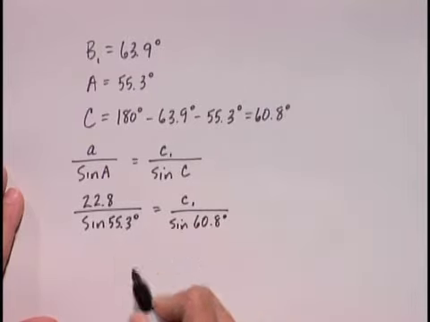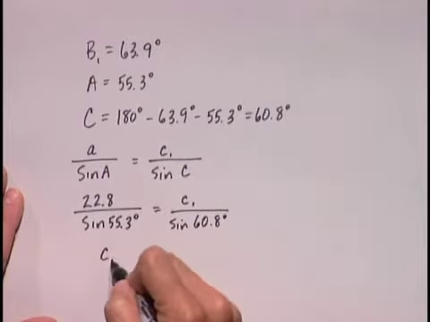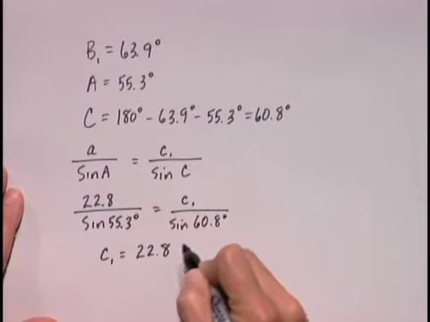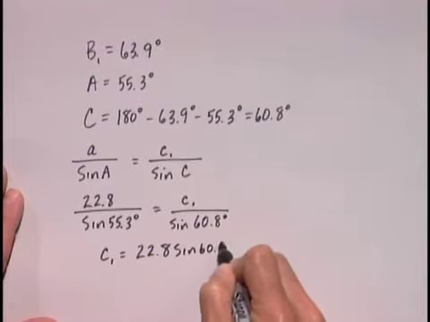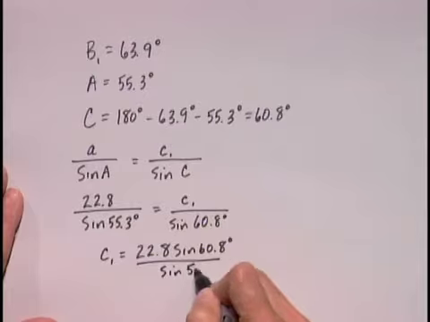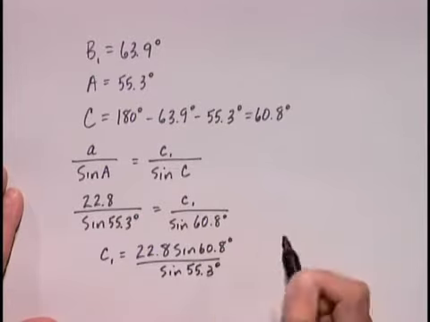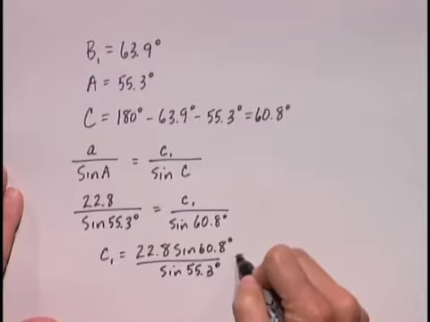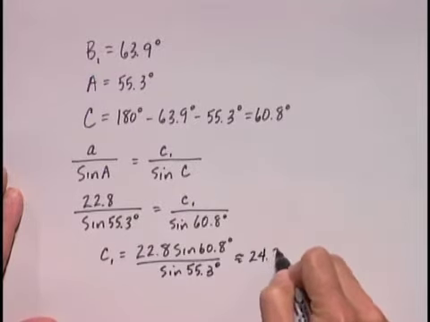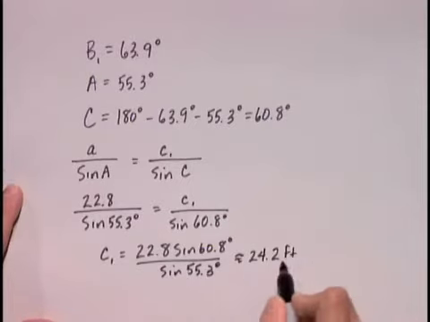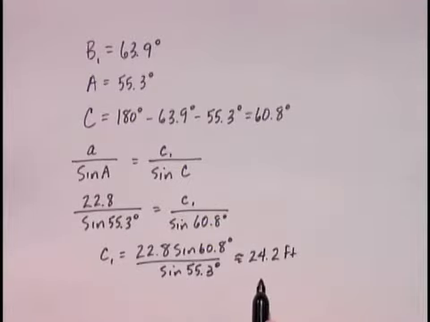I'll multiply by sine 60.8 to get side C1 by calculating 22.8 sine 60.8 degrees divided by sine 55.3 degrees. With the help of a calculator, you'll see that side C1 comes out to about 24.2 feet. And we've solved one particular triangle. That's a solution to the original problem.